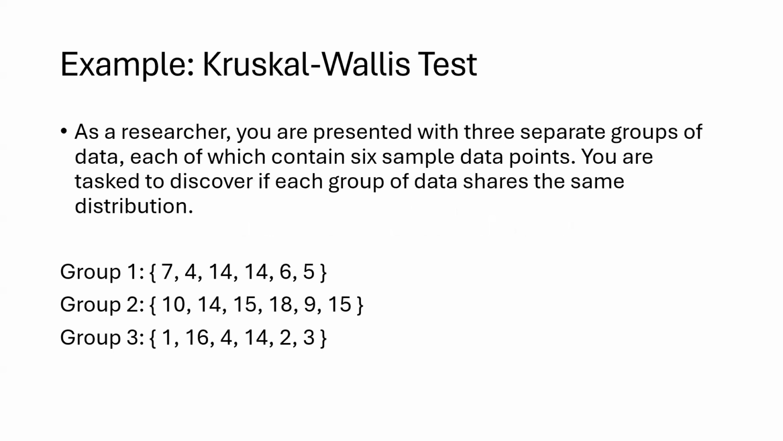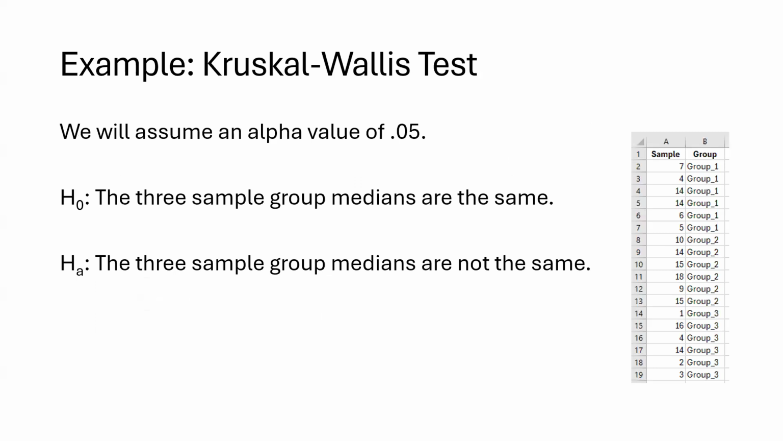As a researcher, you are presented with 3 separate groups of data, each of which contain 6 sample data points. You are tasked to discover if each group of data shares the same distribution. So we have group 1, group 2, and group 3. Assuming an alpha value of 0.05, our null hypothesis would be the 3 sample group medians are the same, and the alternative would be the 3 sample group medians are not the same.